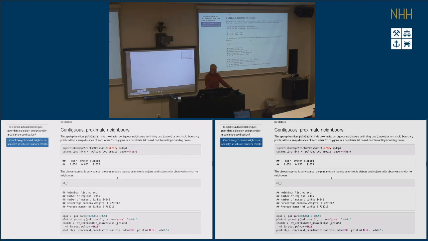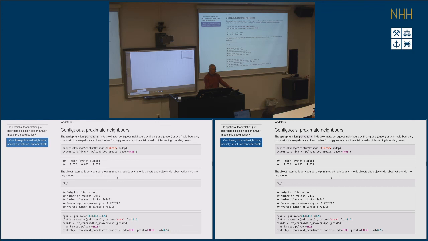We can generate the contiguous proximate neighbours using the poly2nb function in spdep. We're choosing to use queen neighbours, which in this case wouldn't be much different from rook neighbours. Rook neighbours are when entities share a border, share a boundary. A queen neighbour is when they share at least one point on the boundary. But for a rook neighbour, you have to share more than one point on the boundary.